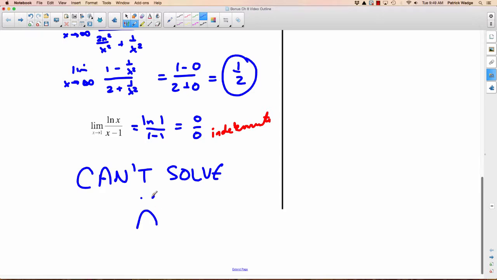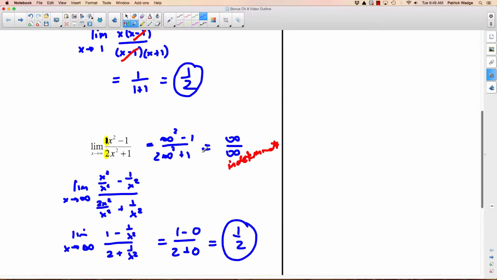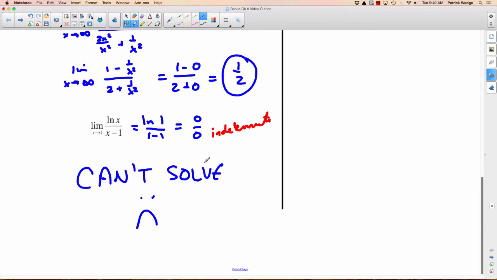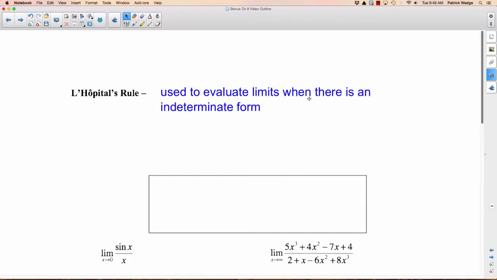This is where L'Hopital's rule is going to become very, very useful. In these previous ones, it's an easier way to solve it, so that's nice. Easy is always better. But in this one, it's a necessary way to solve the limit. So with no further ado, we better figure out what is L'Hopital's rule. Well, the first thing is it's used to evaluate limits when there's an indeterminate form. So remember those indeterminate forms we talked about, the 0 over 0, infinity over infinity, etc. In those cases, you can use L'Hopital's rule.